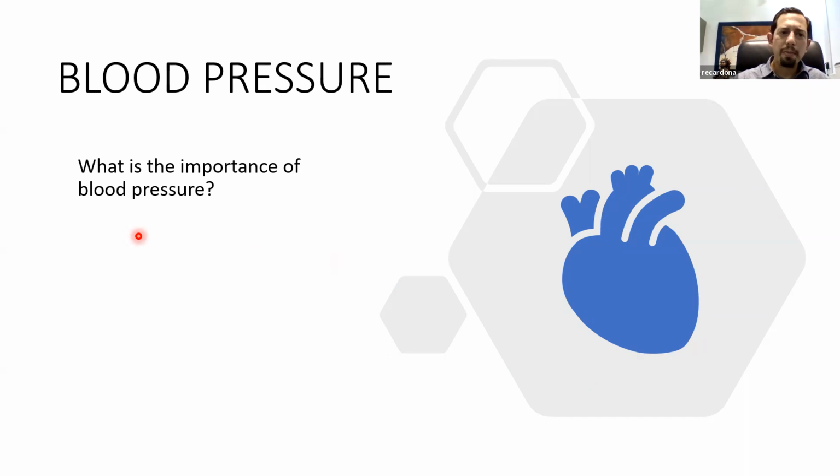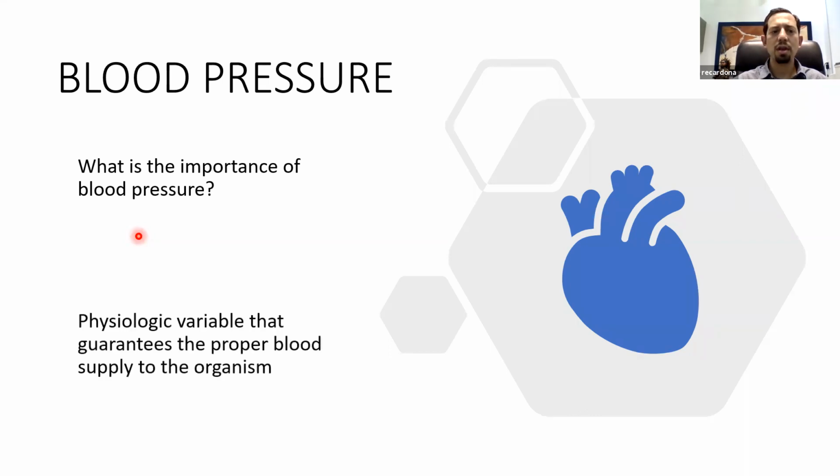So blood pressure is a physiological variable that is going to allow blood, oxygen, and the different nutrients to reach the different organs and tissues in our system. It's a physiological variable that ensures perfusion, ensures the delivery of oxygen and nutrients to the different organs in our system.